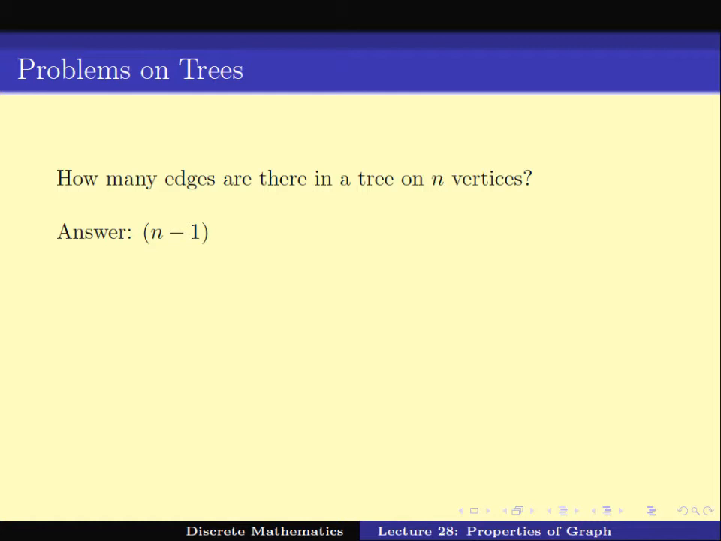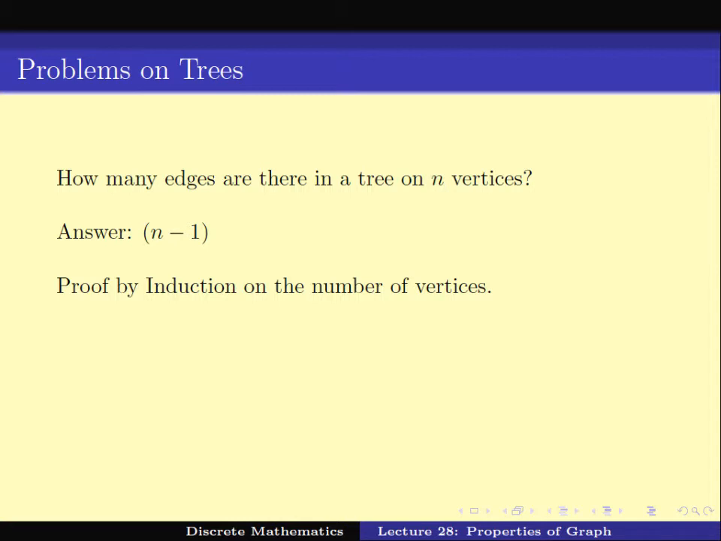How many edges are there in a tree on n vertices? A good example where you have to do induction on graphs. This is a very important concept. We have done induction on graphs earlier also, particularly in the case of the tournament problem and so on. But this is something very useful and very crucial for your understanding of graph theory and induction. Right?